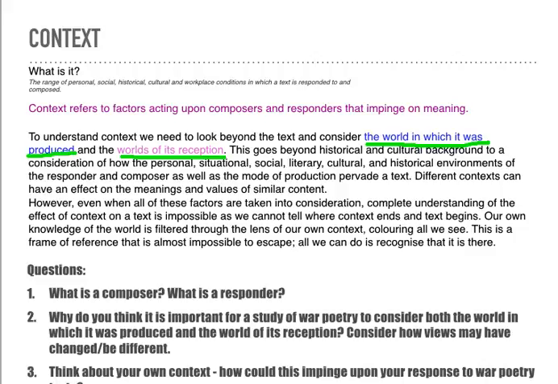This goes beyond historical and cultural background. You need to consider some further things. You need to consider the personal, the situational, the social, the literary, the cultural and historical environments of both, again, the responder and the composer.